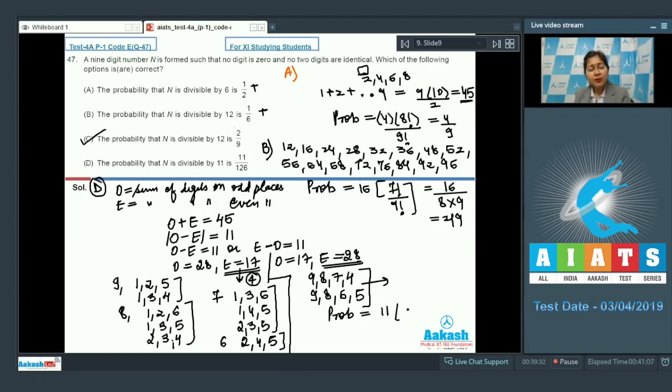Now these odd numbers should arrange among themselves and the even numbers should arrange among themselves. So we will write 4 factorial into 5 factorial for them, and in the denominator we have 9 factorial. So this will be equal to 11 into 24 upon 6 into 7 into 8 into 9. So solving this, we will get it equal to 11 upon 126, which is given in option number D. So option number D is also the correct answer.